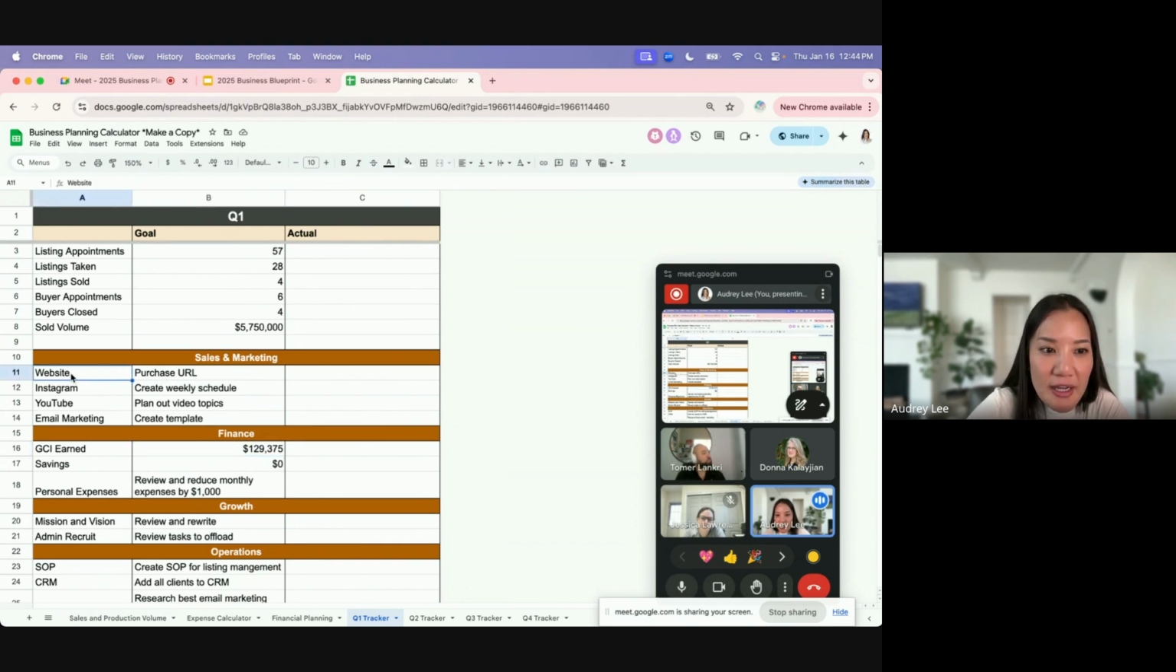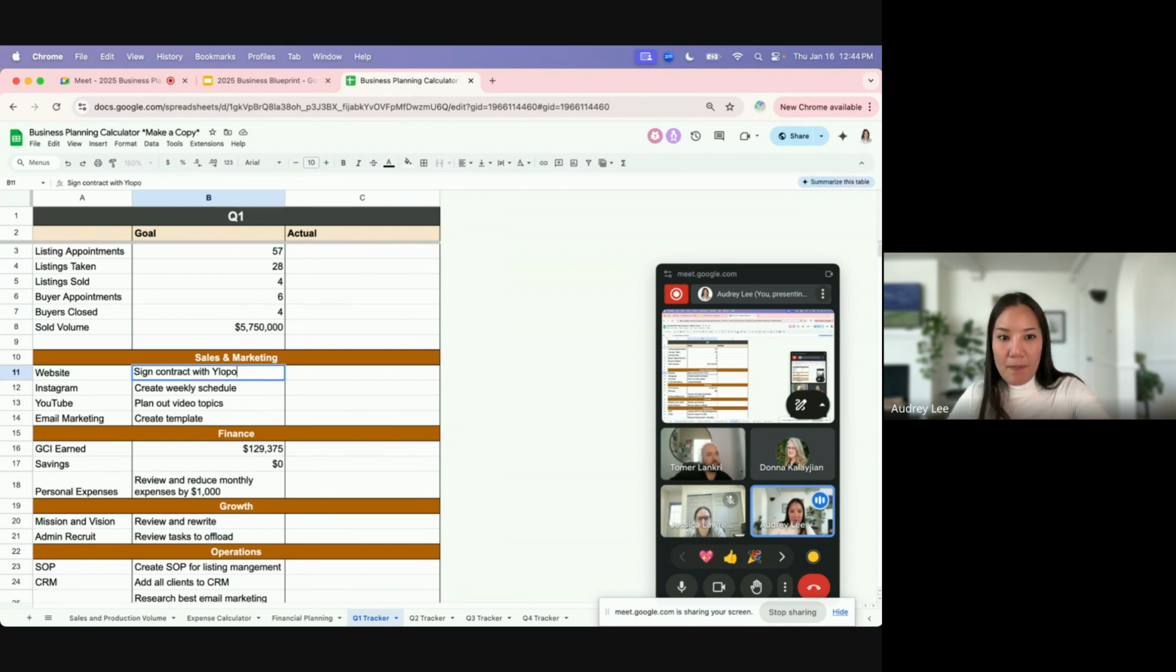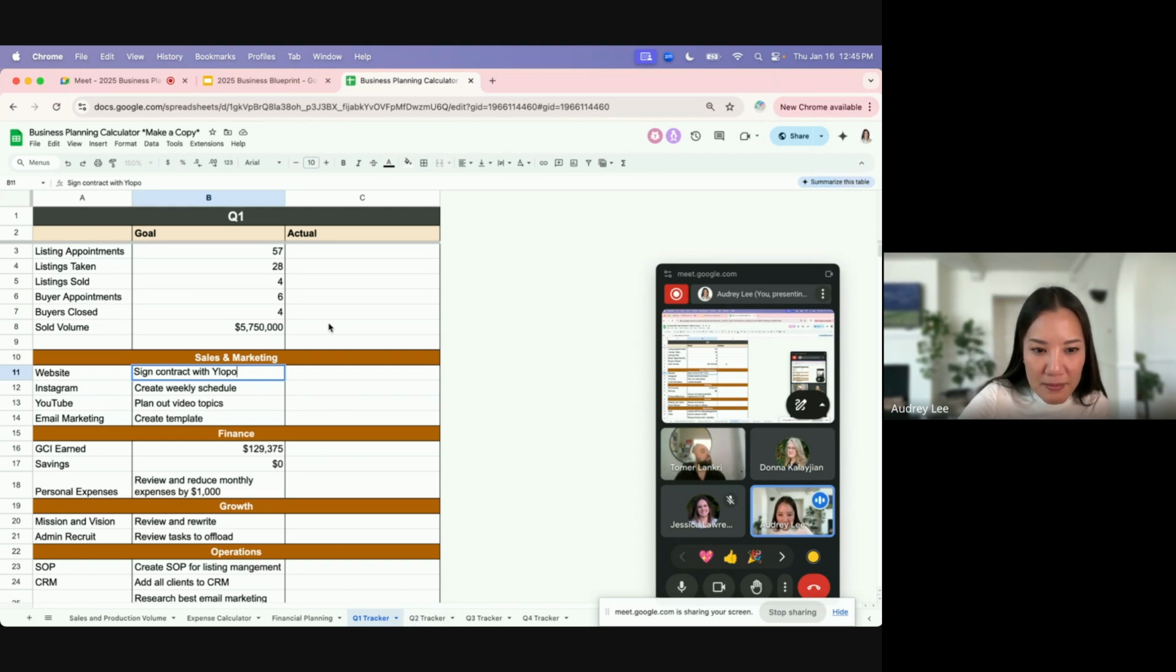So for sales and marketing for your website, maybe it is purchase or sign a contract with Ylopo. And then by the end of Q1, and then by the end of Q2, maybe it's make sure that you have all of your integrations with Follow Up Boss running. So again, this is just a calculator.